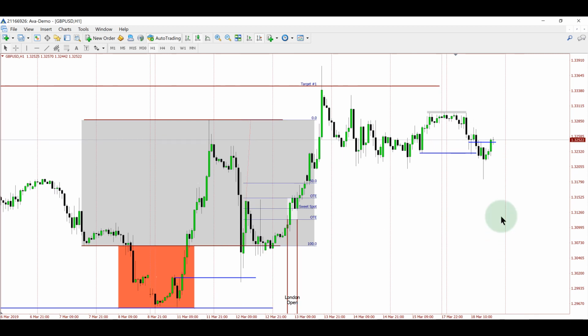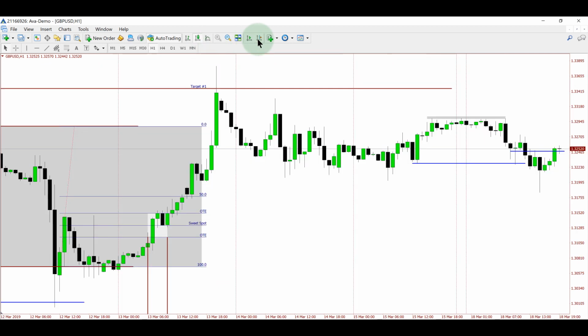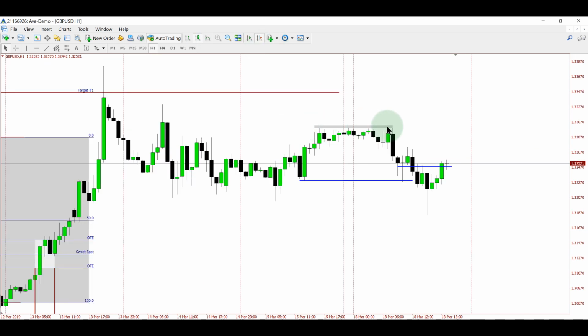Okay, so let's go back over here. What I did today, I was looking at this low here, and obviously these equal highs. Let me zoom in a little bit more. Here we are. So we had these equal highs. I don't like this at all, and I think we're probably going to be running through that. In fact, I think we're going to take out this high as well right now.